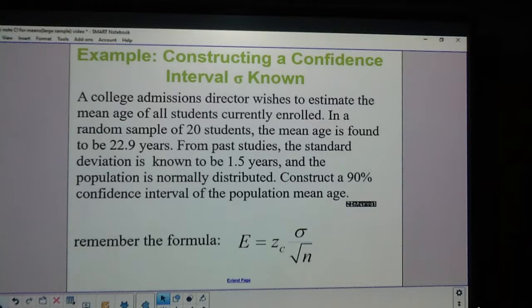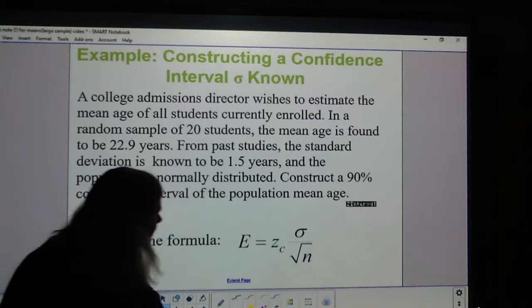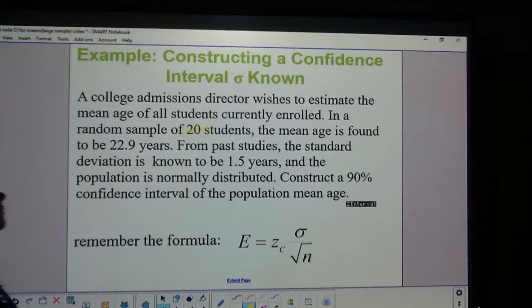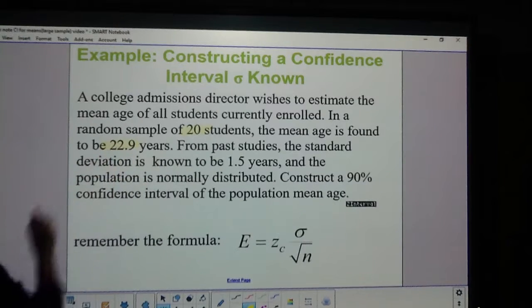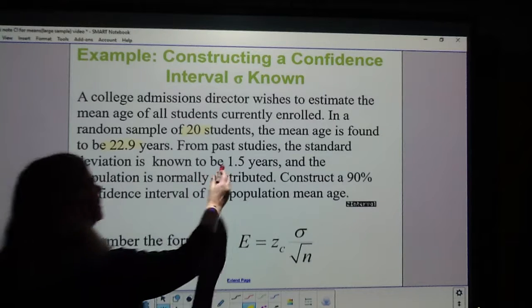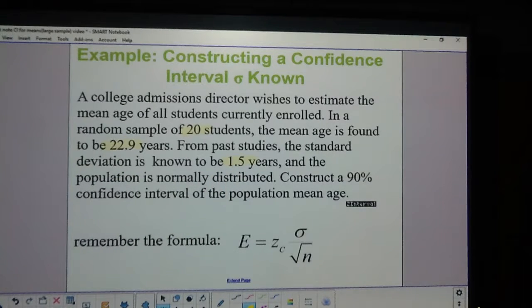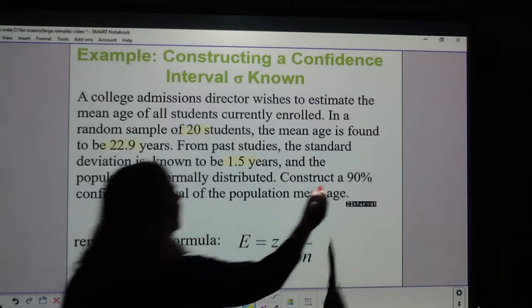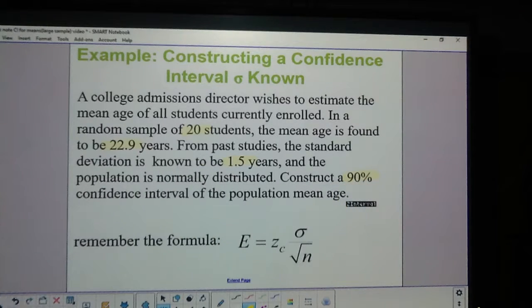A college admissions director wishes to estimate the mean age of all students currently enrolled in a random sample of 20 students. The mean age is found to be 22.9. From past studies, the standard deviation is known to be 1.5 years, and the population is normally distributed. Construct a 90% confidence interval of the population mean age. Remember this formula here.